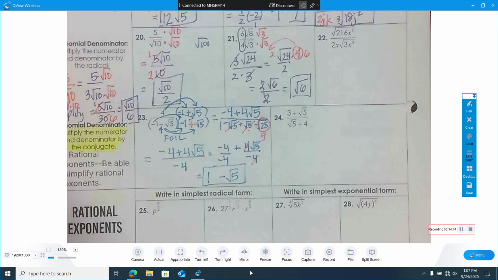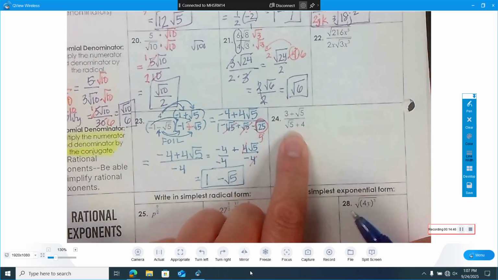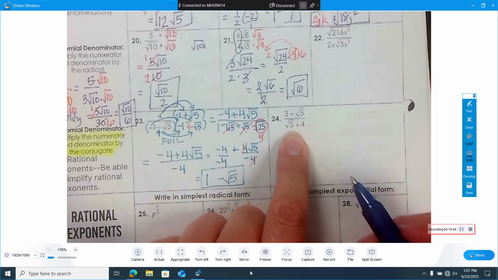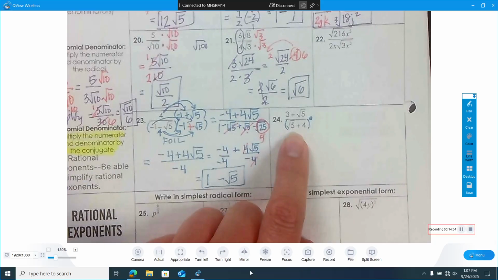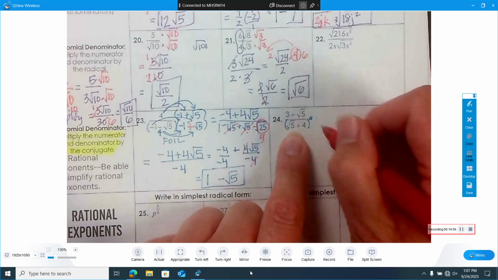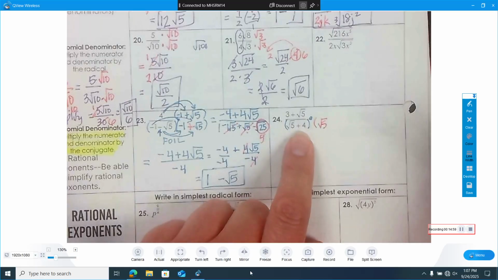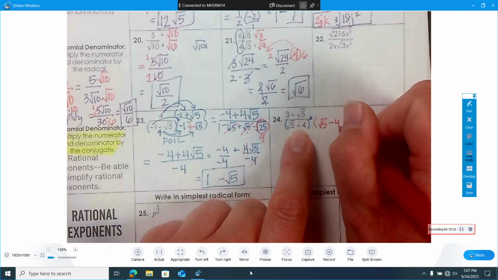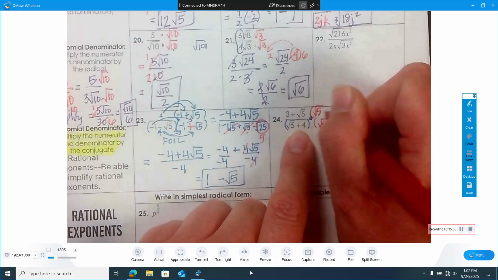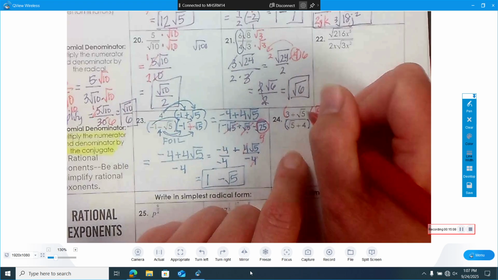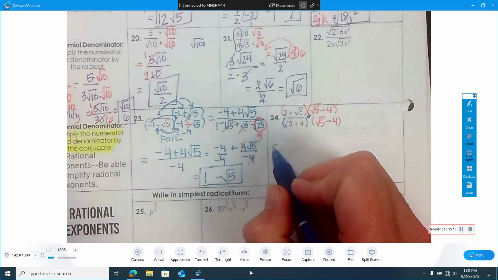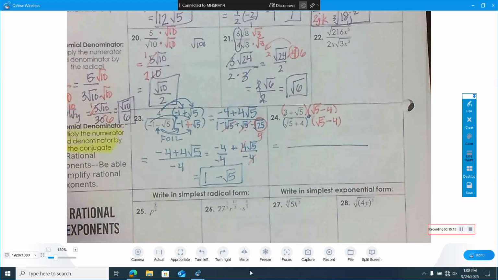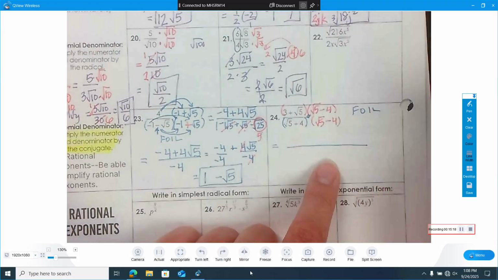Okay, so let's look at 24. Again, we're going to multiply by the conjugate of the denominator. So here's my denominator. What is the conjugate? Radical 5. Now, conjugate means to change. Minus 4. Yeah. So we're going to multiply top and bottom by radical 5 minus 4. And now we have to FOIL a ton of things together. So I'm going to do that here in the next line. So again, lots of FOILing here.